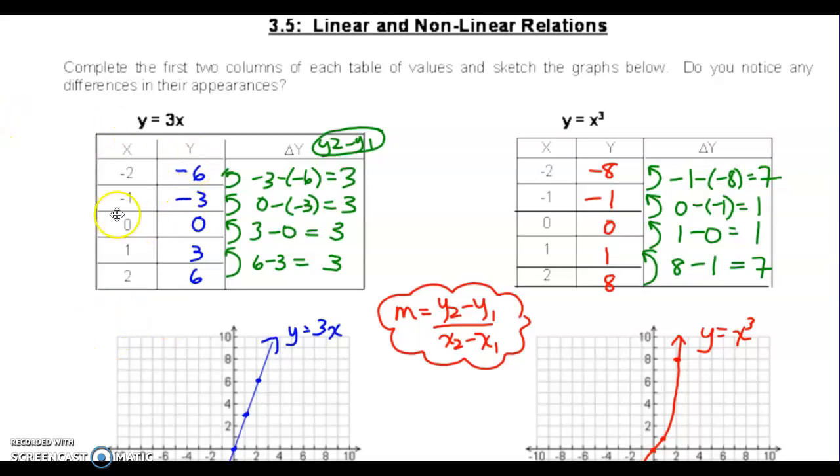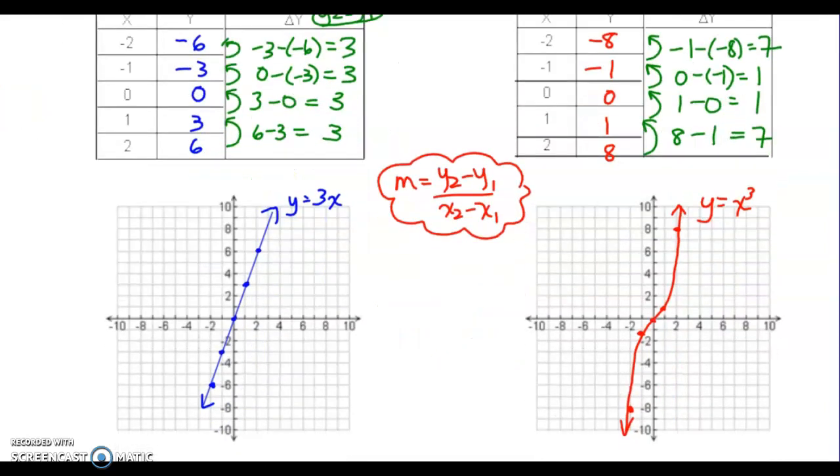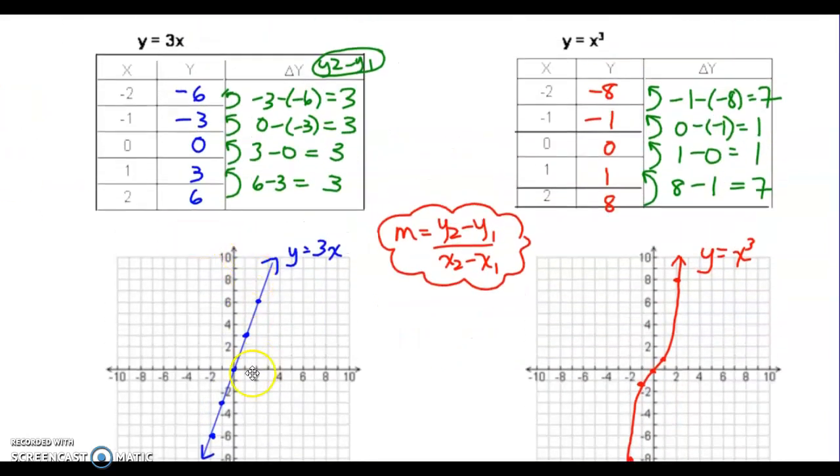All that I'm going to do is take these points right here. I'm going to ignore this third column for now, and I'm going to plot my points on my grid. So I plot my points, I connect, and I see, yes, in fact, y equals 3x creates a straight line. Next, I'm going to move on to my second equation, y equals x cubed.